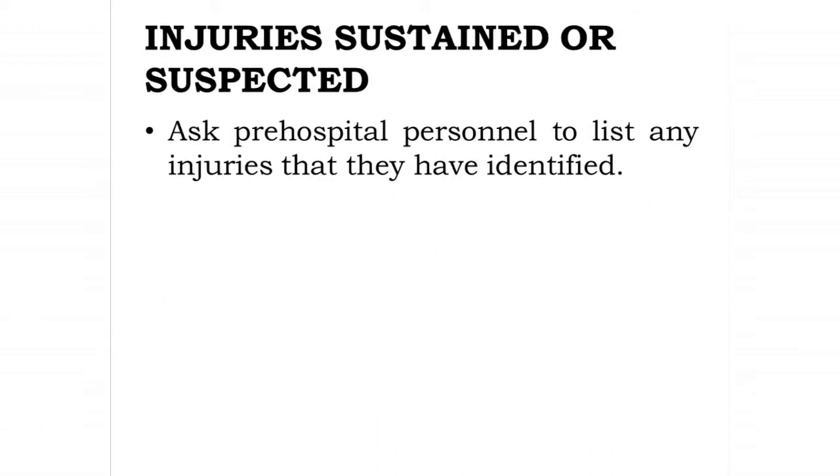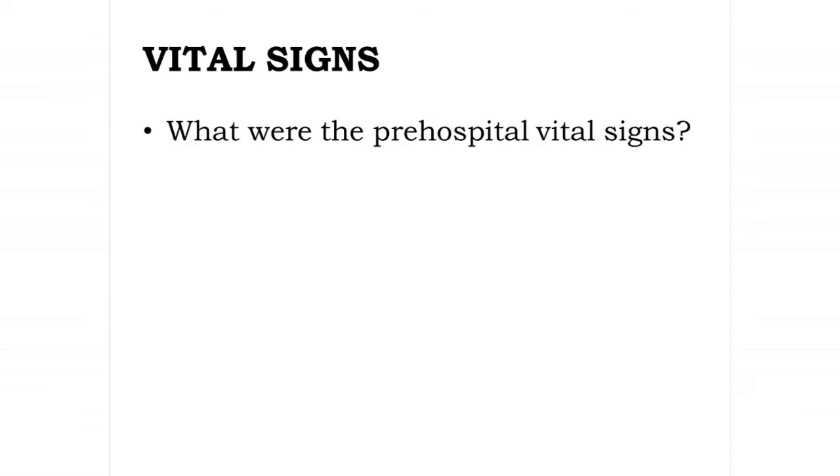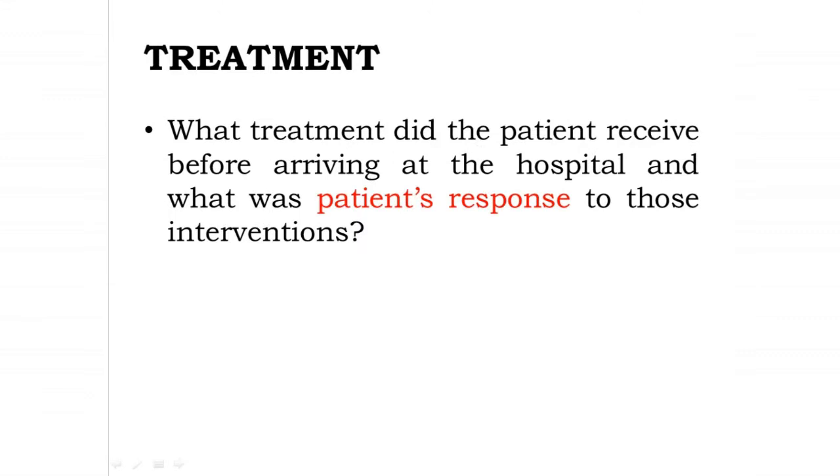I for injuries sustained or suspected. Ask pre-hospital personnel to list any injuries that they have identified. V for vital signs. What were the pre-hospital vital signs? And lastly, T for treatment. What treatment did the patient receive before arriving at the hospital, and what was the patient's response to those interventions?